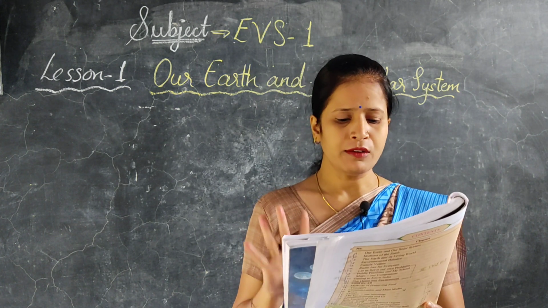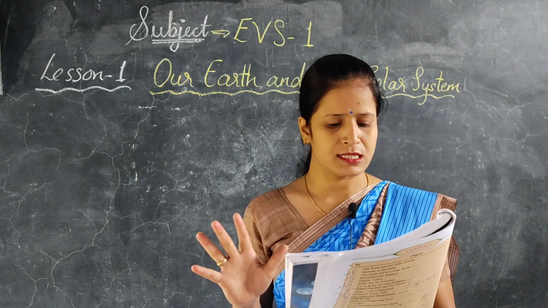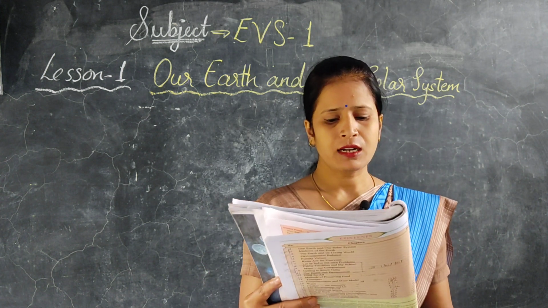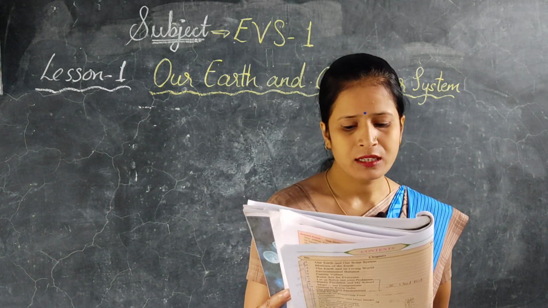So now we will see the first heavenly body, that is the stars. The heavenly bodies that twinkle are called stars. Stars have their own light.